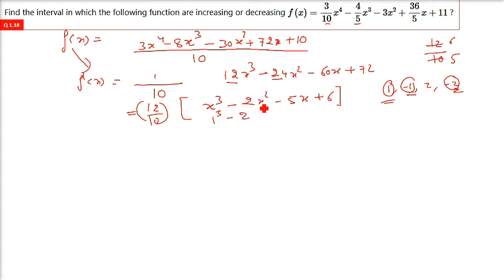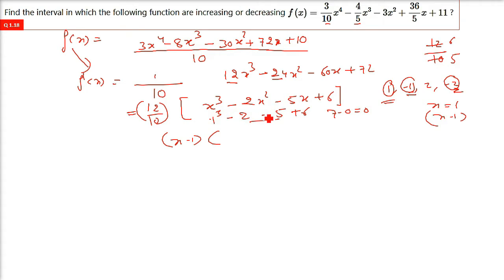So you have 1 cube minus 2 into 1 square minus 5 into 1 plus 6. So 6 plus 1 is 7. 7 minus 7 is 0. So you get x is equal to 1. x minus 1 is the factor. There are various questions that are going to come of this sort.